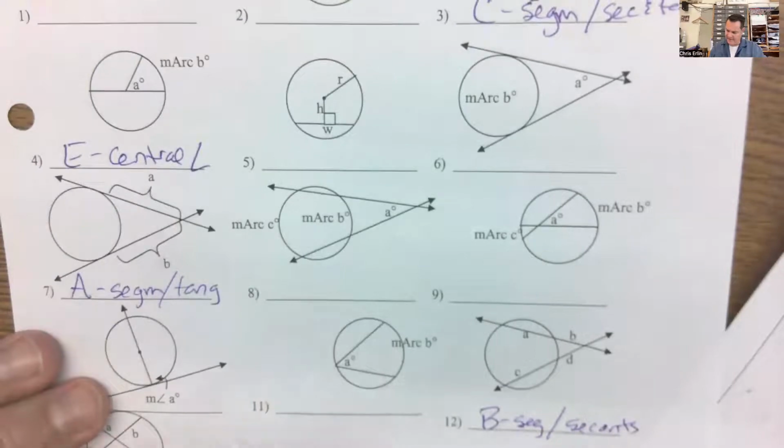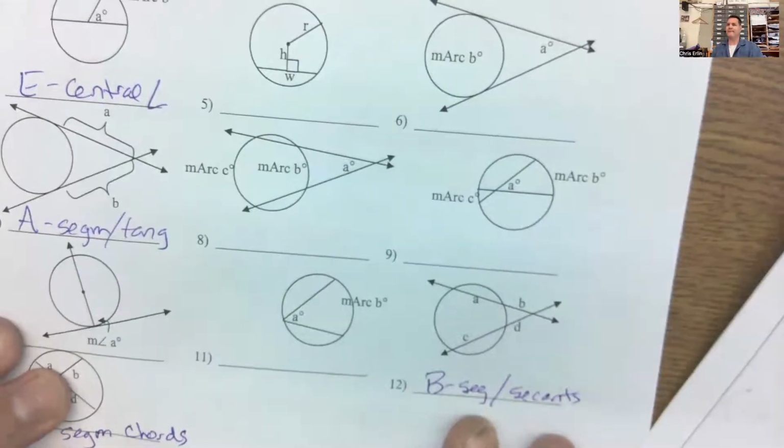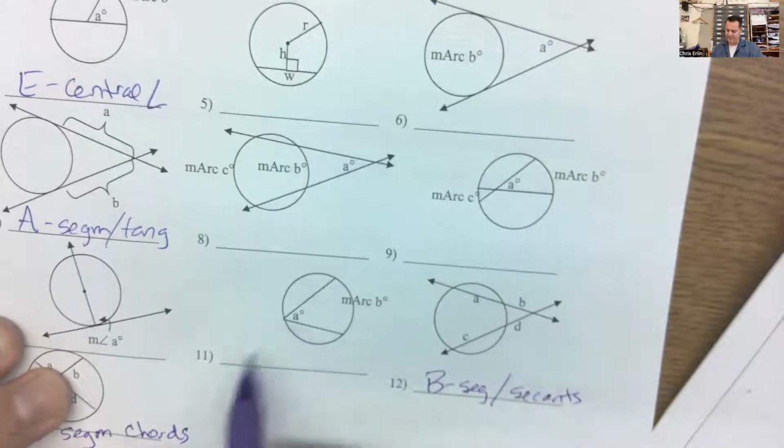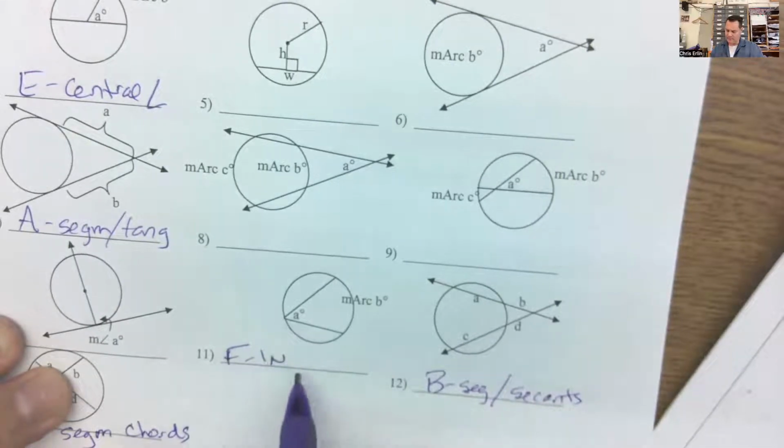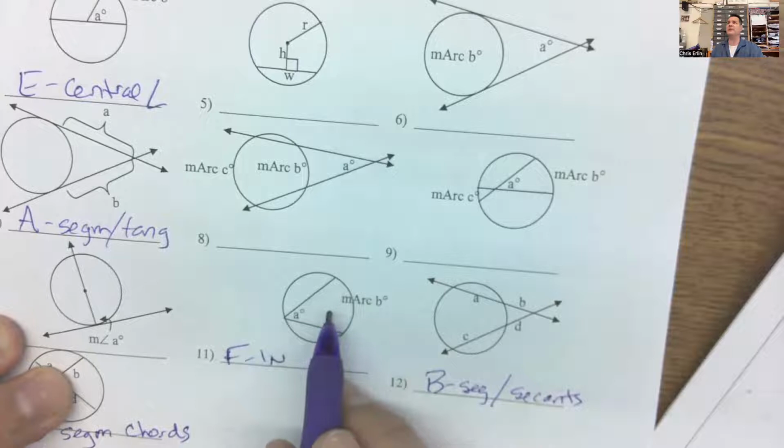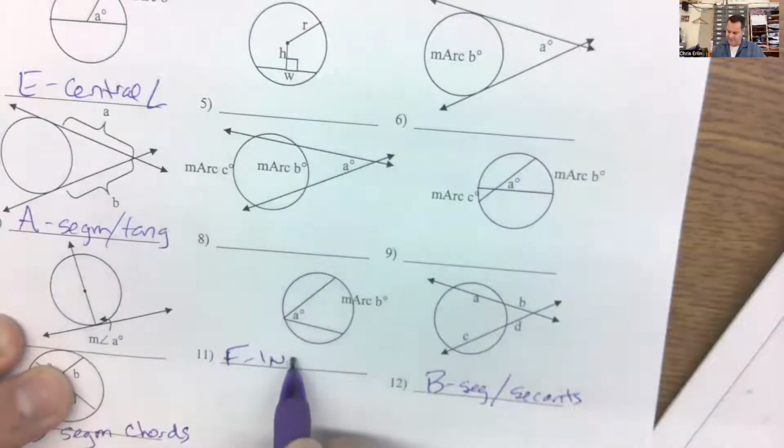But then F asks about the inscribed angle theorem. Which one's that? 11. And that's the one where A will be 1/2 of the arc. So again, by determining which picture you're looking at, you can determine which formula you'll need to use.